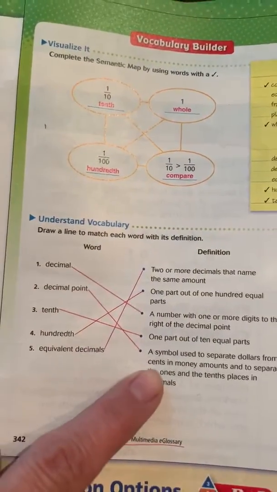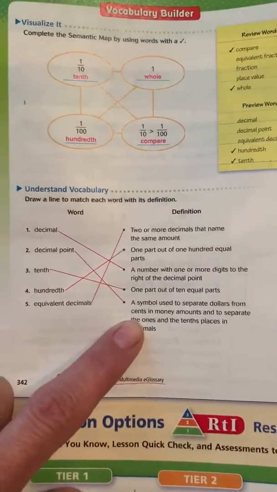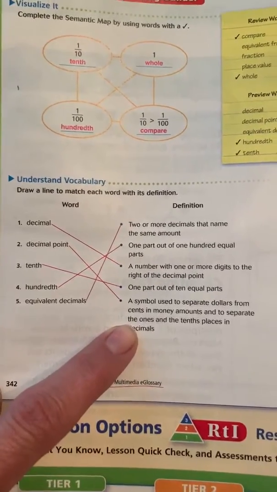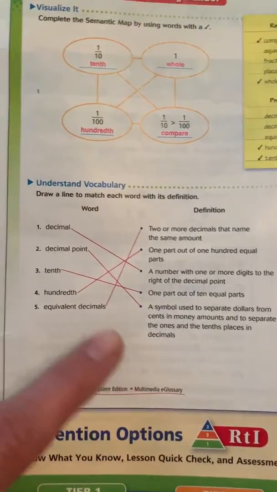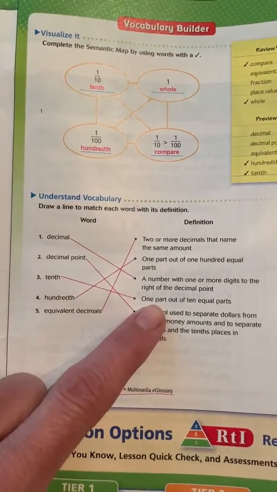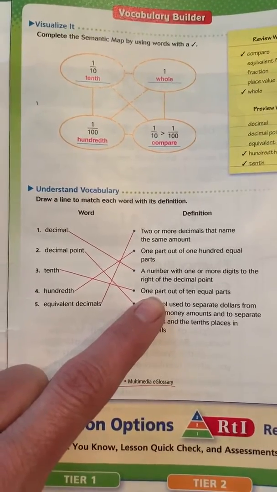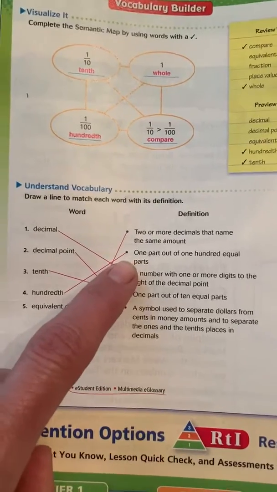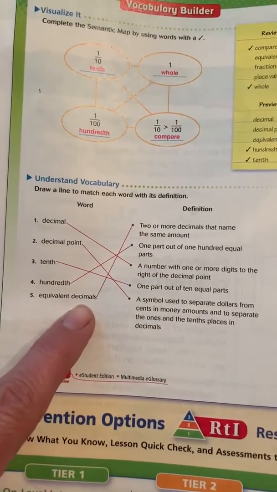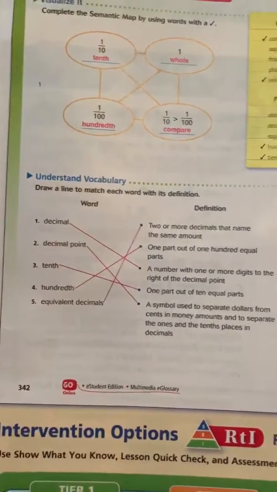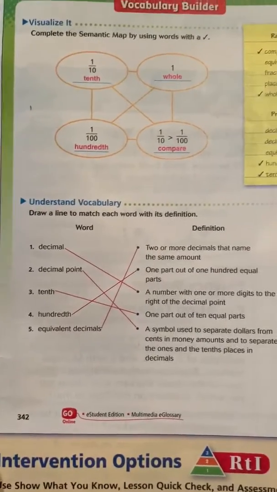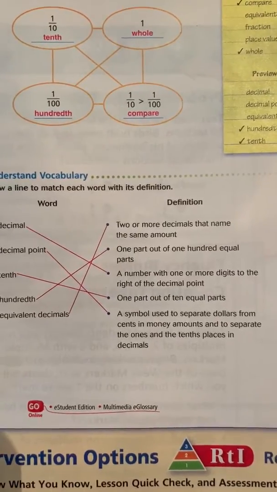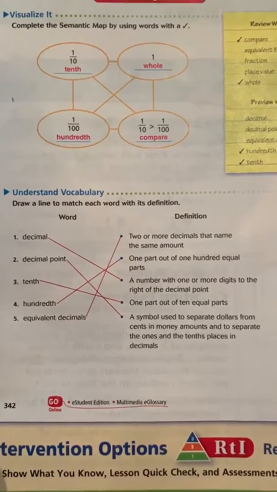Decimal point is a symbol used to separate dollars from cents in money amounts and to separate the ones and the tenths places in decimals. A tenth is 1 part out of 10 equal parts, and a hundredth is 1 part out of 100 equal parts. And then equivalent decimals, you've probably heard equivalent fractions. Of course, we've talked about that. But equivalent decimals are 2 or more decimals that name the same amount.